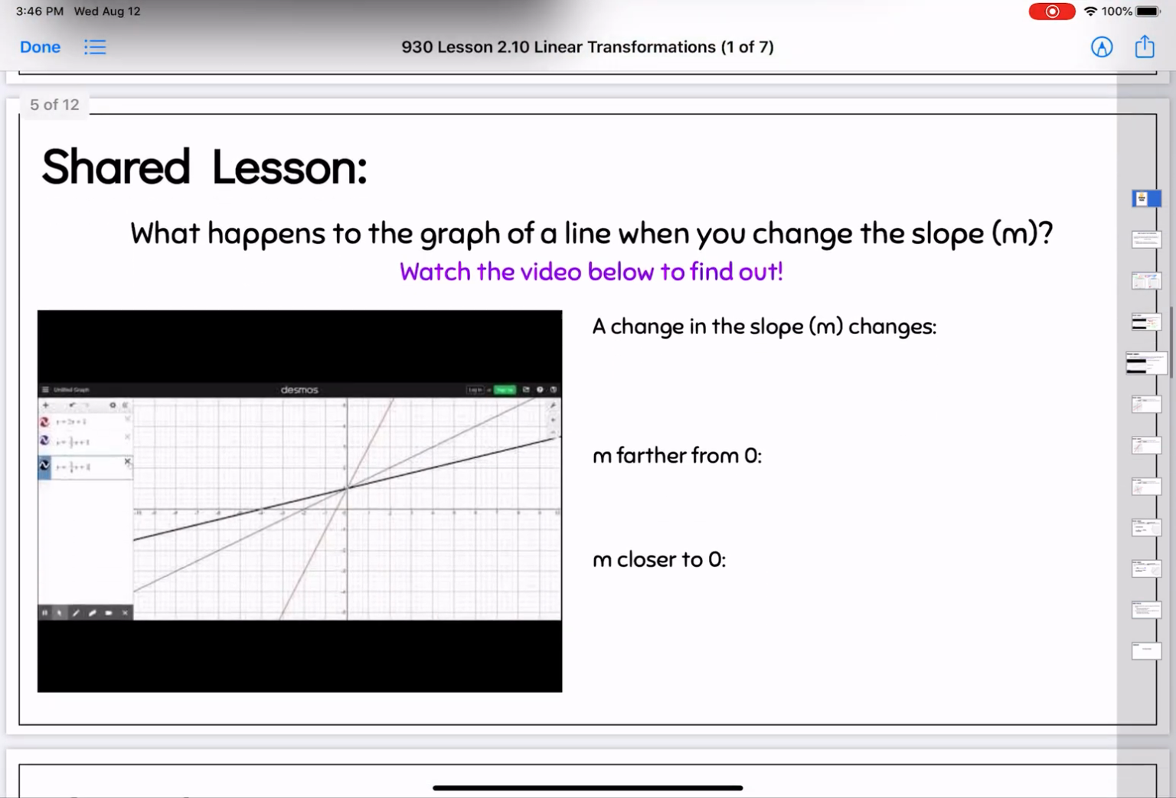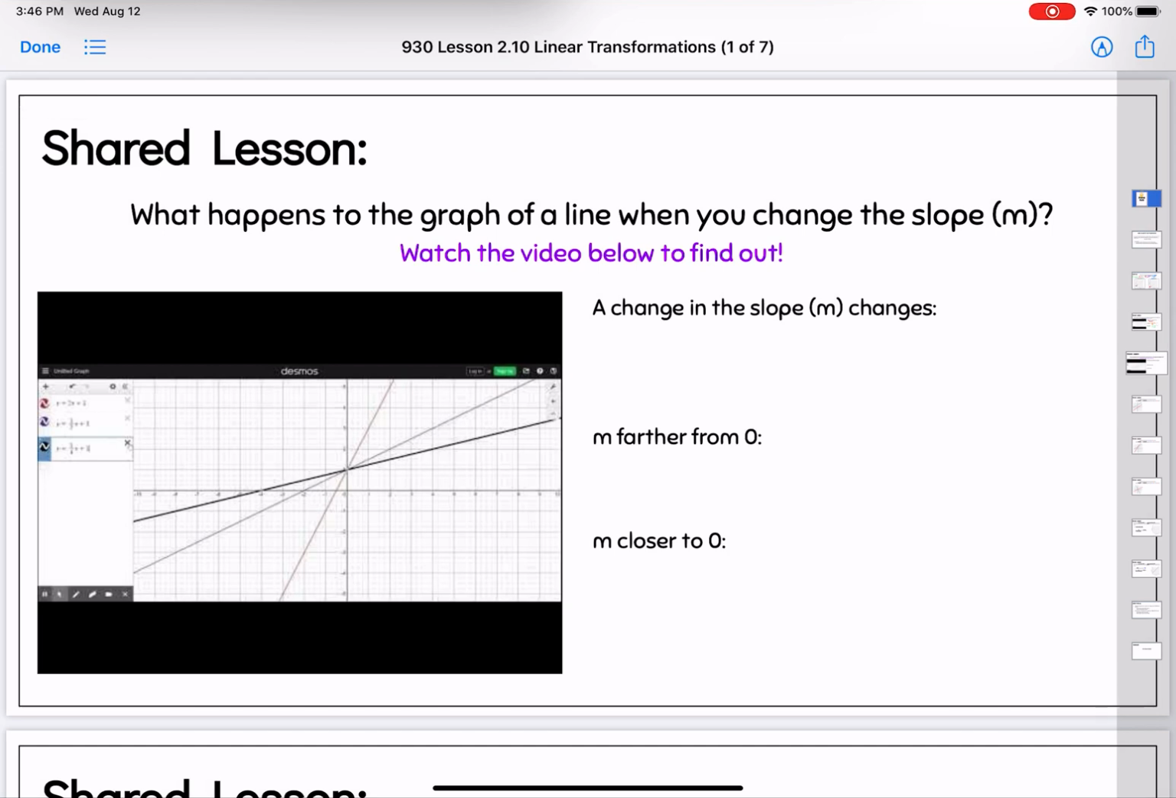All right, so that's what happens when I change b, but what happens if I change m, the slope? So here again is a quick video. This one's a little bit more complex because there's a little bit more going on with a slope than there was with y-intercept. But still, it's a pretty short demo video, again using Desmos.com, so you can see in real time what's happening when you change the slope in an equation and how that affects the graph. So if you haven't watched this video yet, go ahead and pause now and take a look.